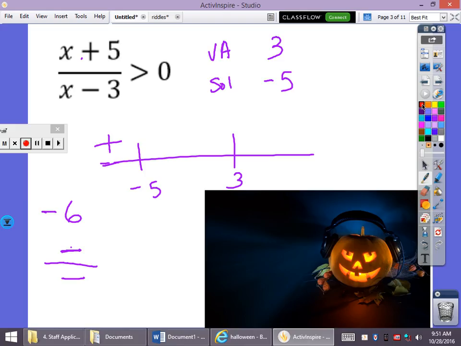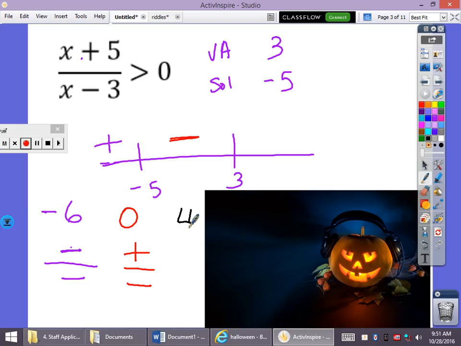Give me a number between -5 and 3. 0. Okay, so now I'm going to try 0. 0 plus 5, positive or negative? Positive. 0 minus 3, positive or negative? Negative. Positive divided by a negative is a negative. Okay? Thank you.